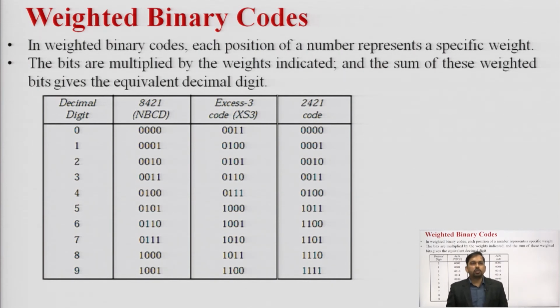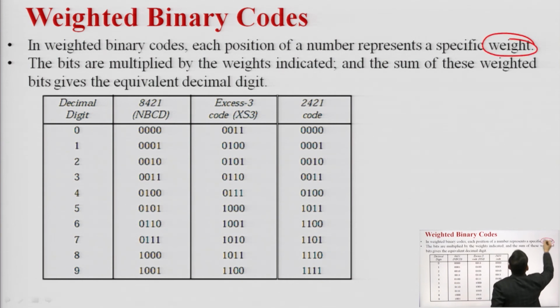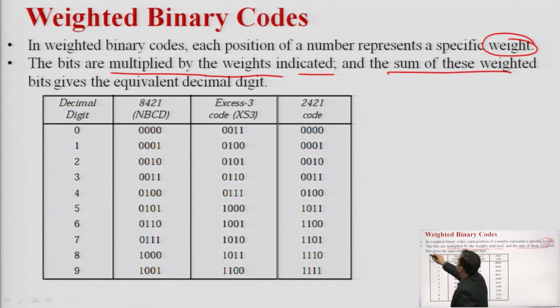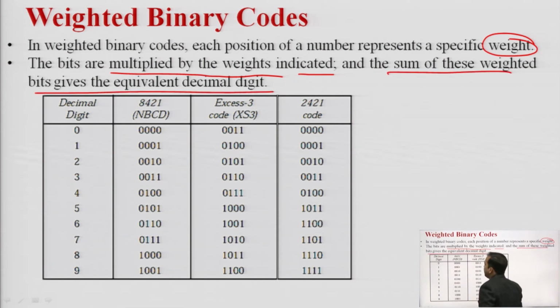In the weighted binary codes, each position of a number represents a specific weight. We talked about this weight in the number systems, when we covered the binary, octal, hexadecimal and decimal representations. The bits are multiplied by the weight indicated, and the sum of these weighted bits gives the equivalent decimal digit. If we have 0, 0, 0, 0, then the weights are 8421, and if all the bits are 0, then the decimal representation will be 0.